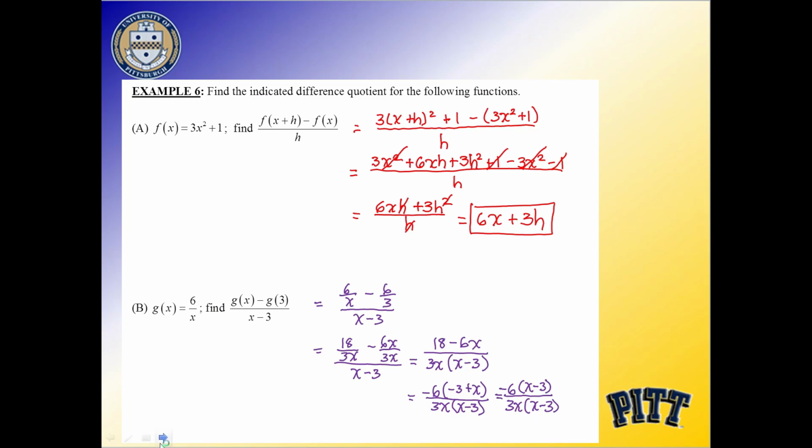And so now I have a multiplication of the quantity x minus 3 on top. I have a multiplication of the quantity of x minus 3 on the bottom. Those would cancel, leave me with -6 over 3x, which becomes -2 over x.